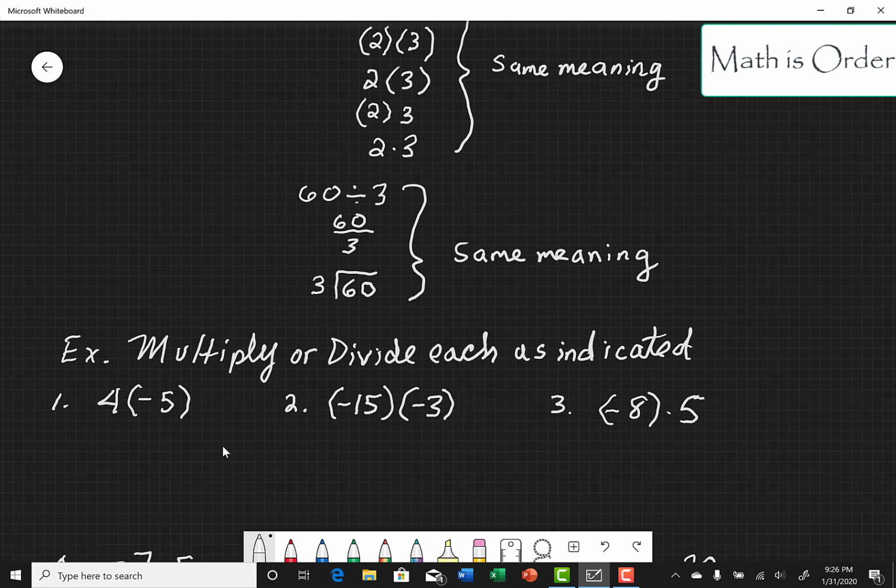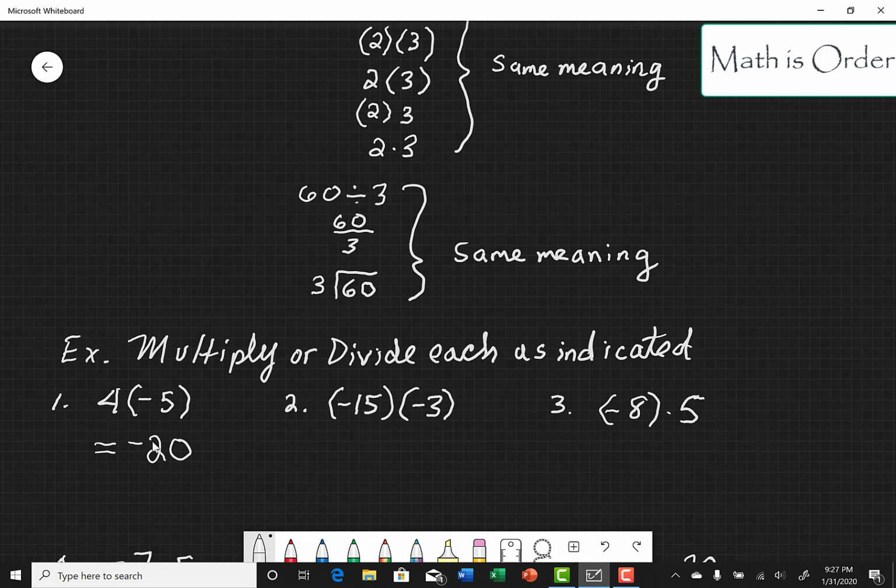Right, for number 1 here, we see that we've got a number right next to parentheses. So this indicates that we should multiply. And we have a positive 4. If there's no sign in front of a number, it's understood to be positive. So 4, a positive, times a negative 5. This will result in a negative, based on our rules above.